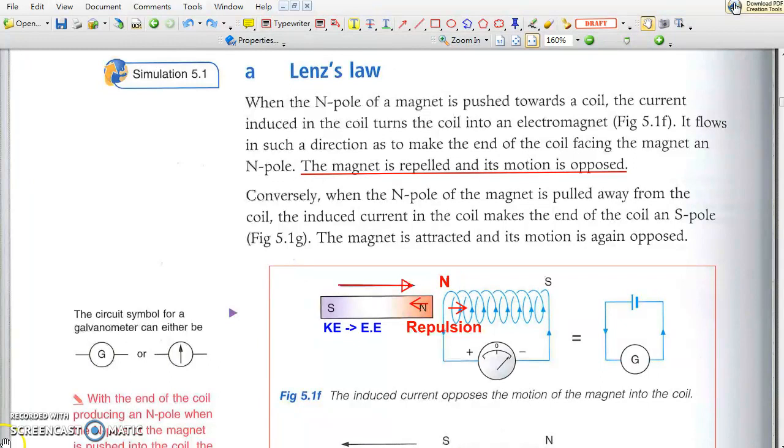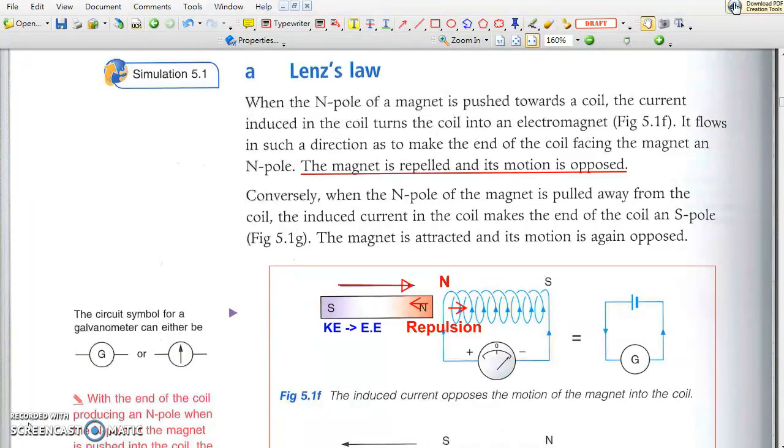You may wonder why not a south pole is induced, and of course, it cannot be a south pole. Otherwise, the magnet is attracted and accelerated, and there will also be electrical energy generated in the circuit. So does it make sense when both the kinetic energy and electrical energy are generated without a source of supply of energy? And of course not.